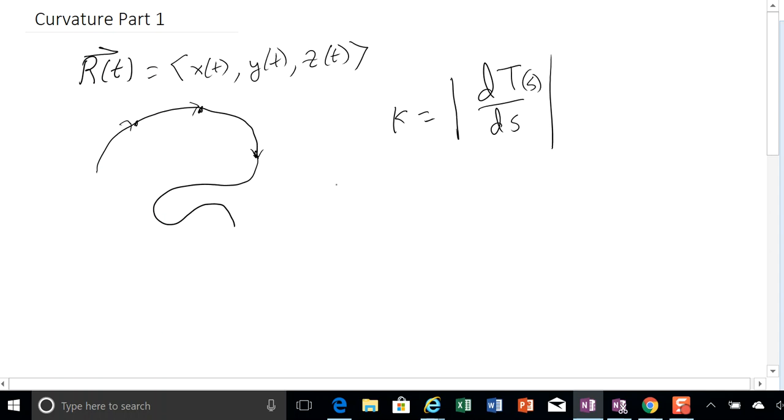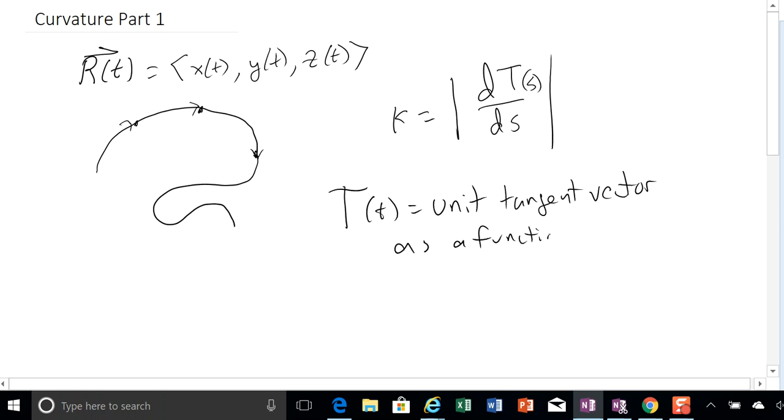And we've been talking about this a little bit, that T of t is your unit tangent vector, typically as a function of time. That is usually how we start with it, because it's easy to find that in terms of time if our parameterization is in terms of time. But what we looked at, I think yesterday, was a parameterization of your unit tangent vector in terms of arc length.